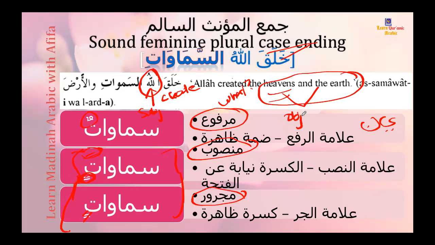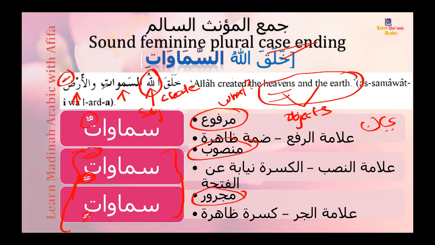They're both objects. So how do you represent objects? In mansub, we reviewed it earlier. Objects are always in mansub state. So this word is mansub and this word is mansub. So Allah created the heavens and the earth. This is heavens and this is earth. They're both mansub. But so here mansub is represented by a fatha.